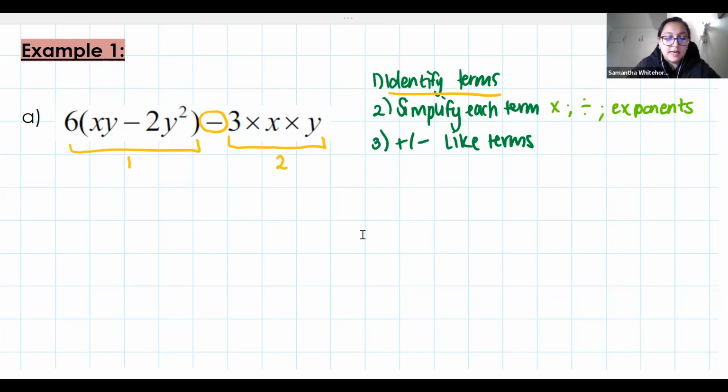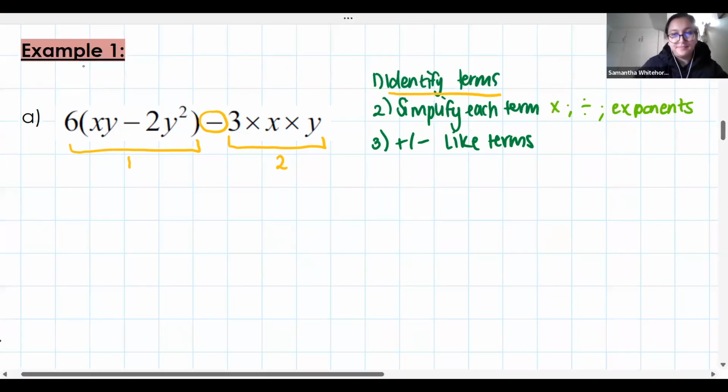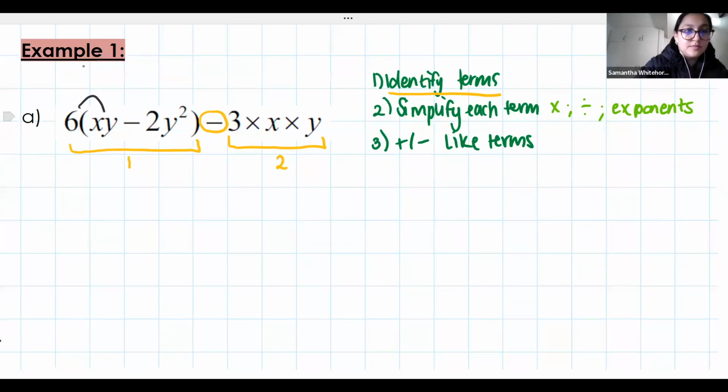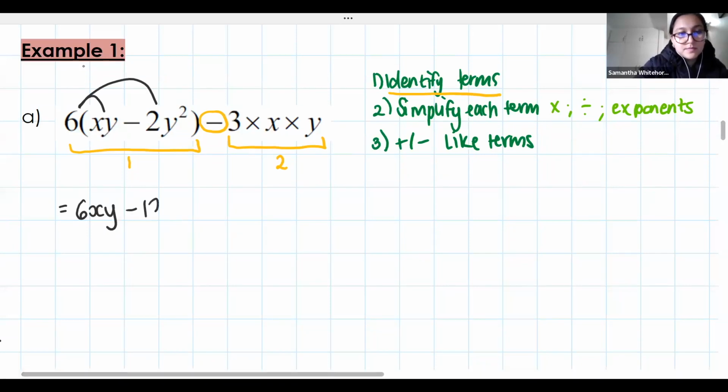Right, grade 8, who would like to raise their hand to explain this one to us? And remember, we want you to explain the whole thing. Okay, boy 2, let's hear. Ma'am, first you have to times 6 by what's in the brackets. Good. So 6 times xy equals 6xy. And 6 times negative 2y to the power of 2 equals negative 12y to the power of 2 in brackets. Good. Then 3 times x times y equals 3xy, minus 3xy. Good.